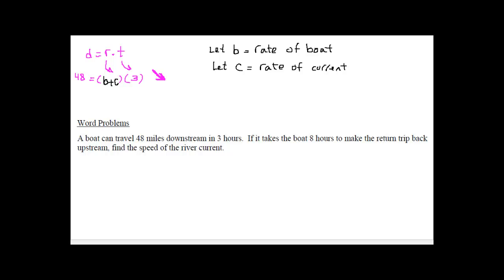So one equation here would be 48. That's a distance. Okay, it says 48 miles. It's equal to the rate going downstream, B plus C, the rate of the boat plus the rate of the current, times time, which is 3. Just give us the 3 hours. Can somebody tell me what would be the second equation here if you're going back upstream?